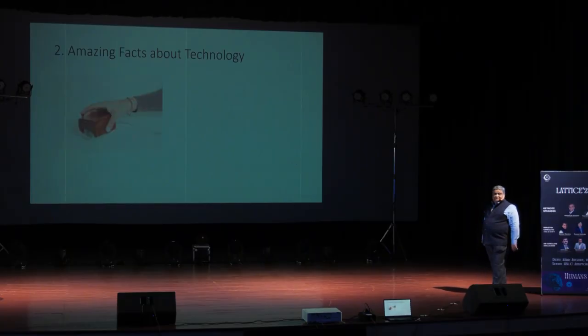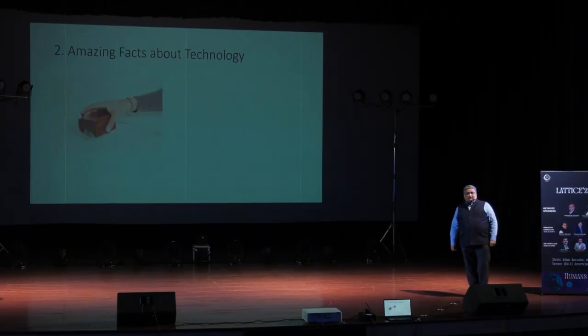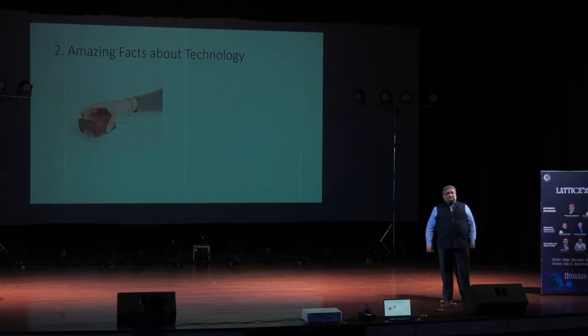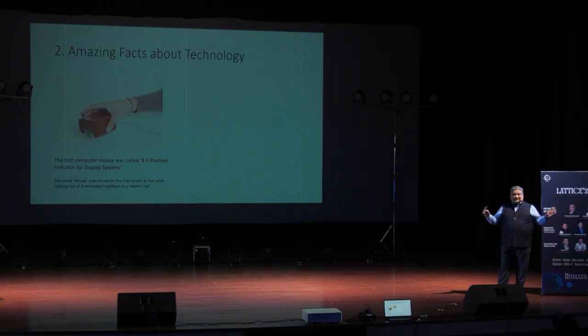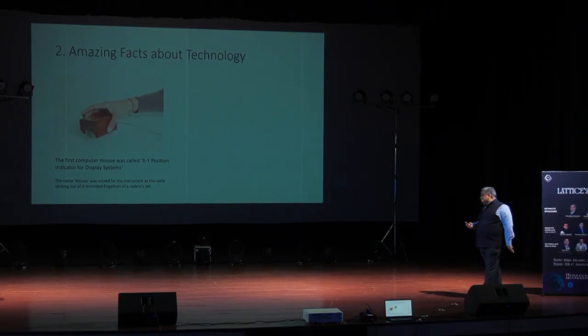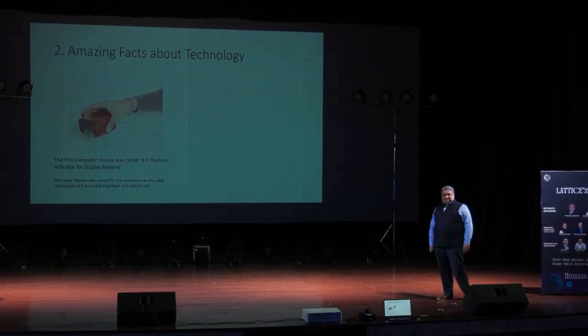Okay, what's this? No takers. Mouse. What did we call this when it was invented? Anybody? XY position indicator for display systems. That was the name, right? And the name mouse came to it because there was a tail behind it, right?